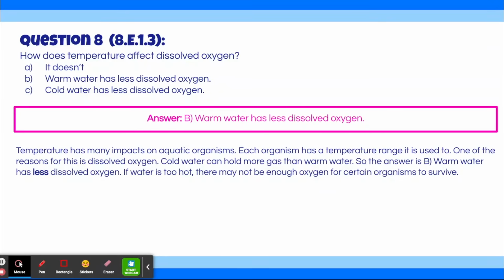Temperature has many impacts on aquatic organisms. Each organism has a temperature range it is used to. One of the reasons for this is the amount of dissolved oxygen in different temperature ranges. Cold water can hold more gas than warm water can, so the answer is B. Warm water has less dissolved oxygen. If water is too hot, there may not be enough oxygen for certain organisms to survive.